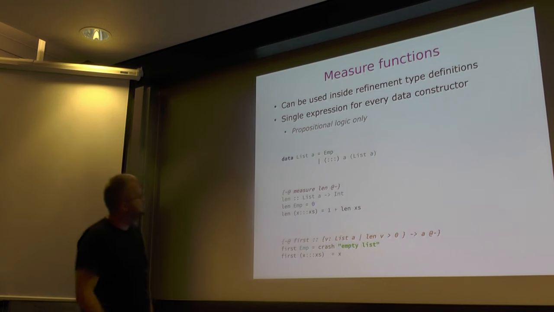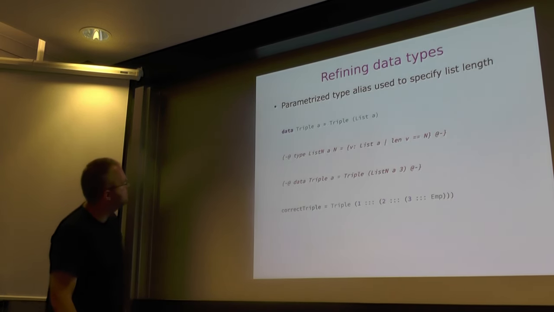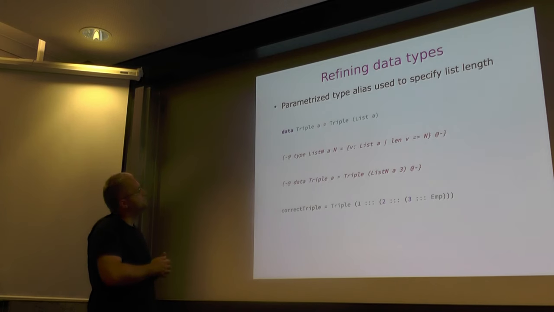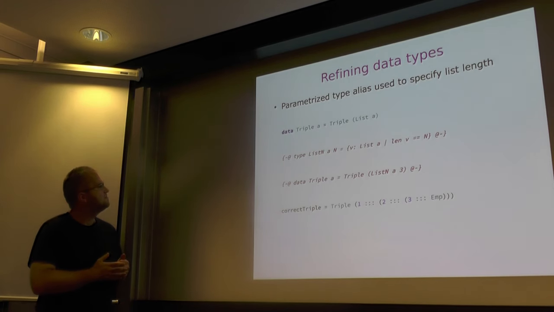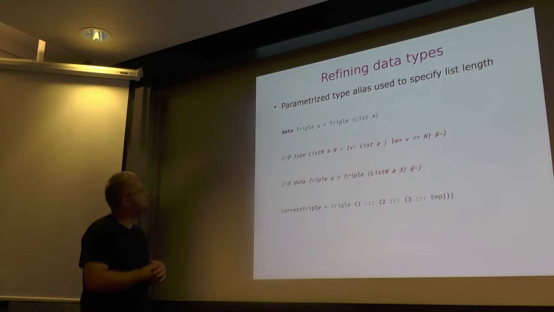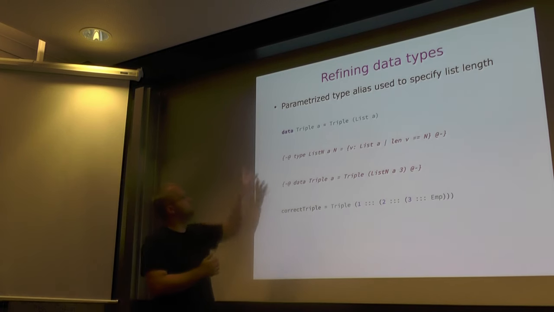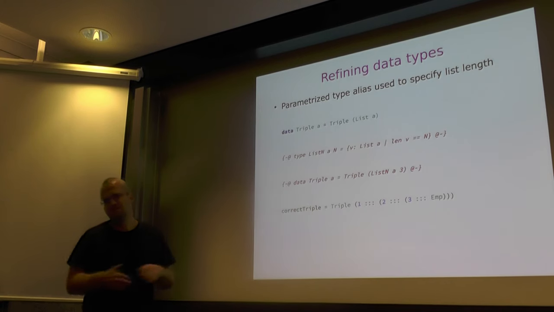So this is how we insert measure functions. So we can look at a few more techniques. It's not just about functions, we can also refine data types, right? So we can use the refinement conditions also in data type definition. There is a very simple example here. So we define special data types, which is going to be a list of three members only, right?